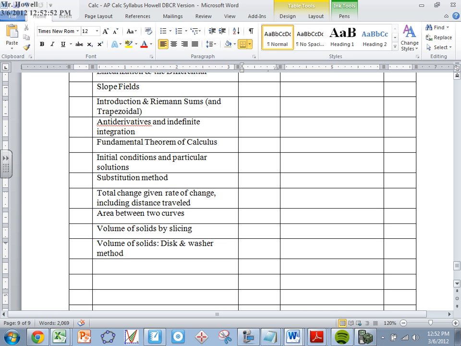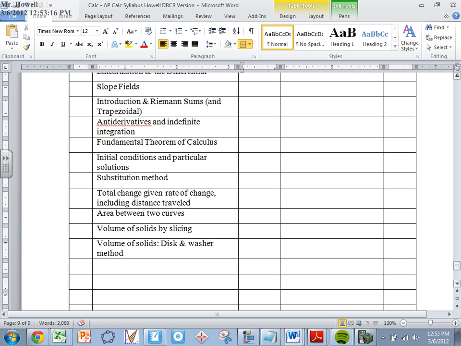For integration, I would like to have a test on the basic integration before the end of the 3rd quarter. Then to start the 4th quarter, we'll do applications like volume. This is really tough stuff, and it's on every exam. And then from there we review. The hope is to have at least 3 to 4 weeks of review. In the beginning of the year, my hope was a month and a half.